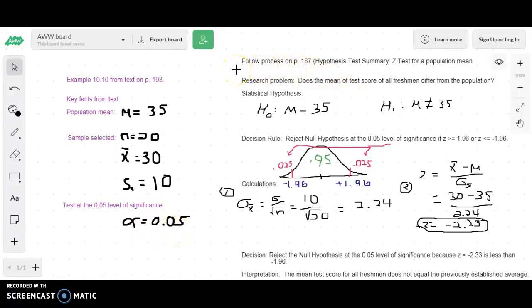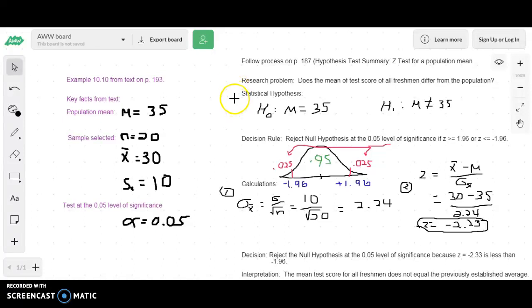Now we're going to walk through the process that the textbook uses on page 187 in the gray box. I think it's a great way to follow the step-by-steps, and it's something we can use from here on out throughout the course. This is called a hypothesis test. We're conducting a z-test for a population mean. The first thing we need to do is identify the research problem itself. The fundamental question of this problem is, does the mean of the test scores of all current freshmen differ from the population established from before?